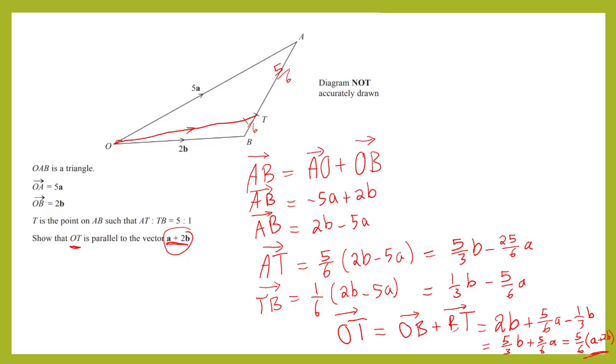So if you notice, the answer for OT is 5/6 a plus 2b, which has the same base, which means OT is a multiple of a plus 2b. I'm going to write here OT is 5/6 multiplied by (a plus 2b). They have the same base, a plus 2b, but with a multiple k. Whenever a vector is a multiple of another vector, they are parallel. Multiple means they have the same base, but a number is multiplied by one of them. So these two are parallel. Let's see one more example.